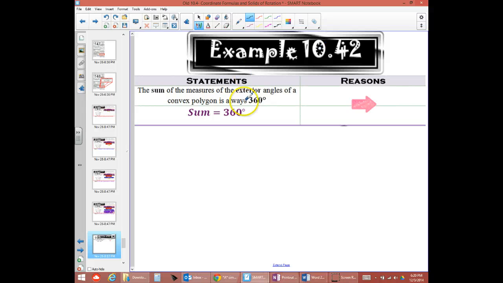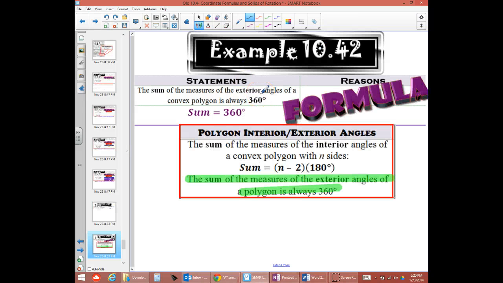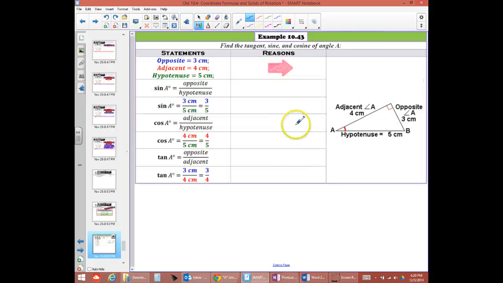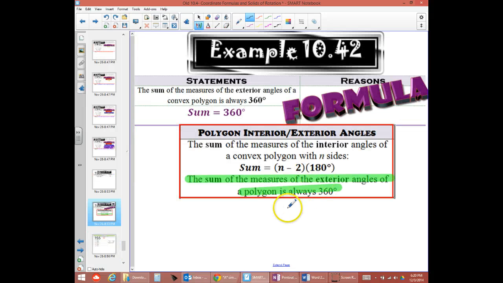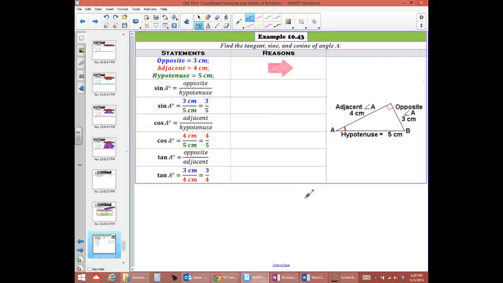If we did the exterior angles, remember how that one was nice and easy? It was always 360. The exterior angles is always 360. So just formula. The only reason for that one. So don't forget that one. Exterior angles, always 360. Okay.